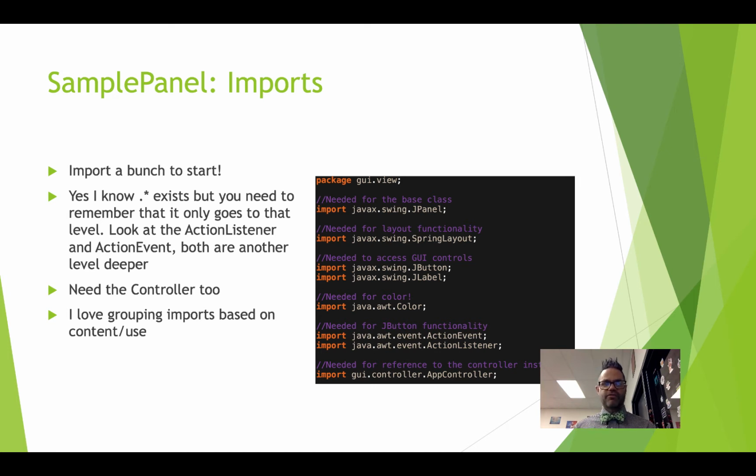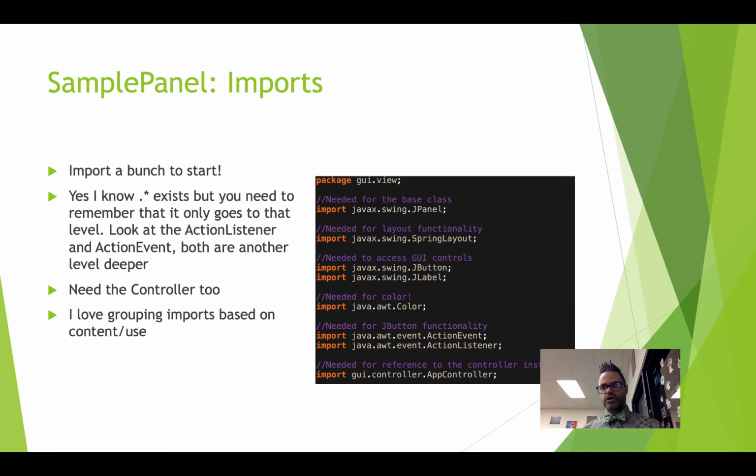I especially want you to see that the dot asterisk only goes one level deep. And especially in the more advanced projects, one level deep does not cut it. Even when working with the ActionEvent and ActionListener, those are two levels deep. So I can't just do java.awt.event. That's not enough. I have to go to the ActionListener and ActionEvent components specifically inside that. We also have to have an import for the controller.